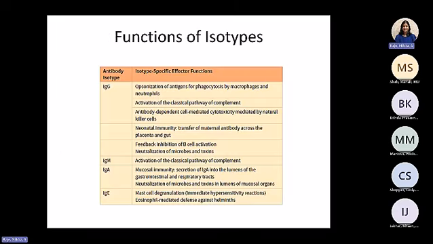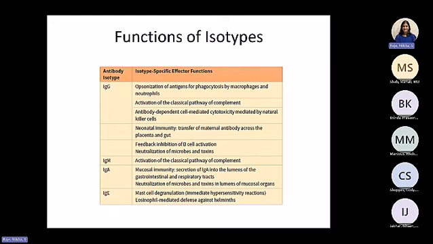So the Fc region gives rise to various isotypes. Each of these isotypes has its own specific effector function. IgG has a wide variety of functions like opsonization, antibody-dependent cytotoxicity, and activation of complement. It also helps with neonatal immunity as well as neutralization. They also provide feedback for B cell activation. IgM, versus that, is important for activation of the classical pathway of complement. IgM is the most potent activator and fixer of complement.